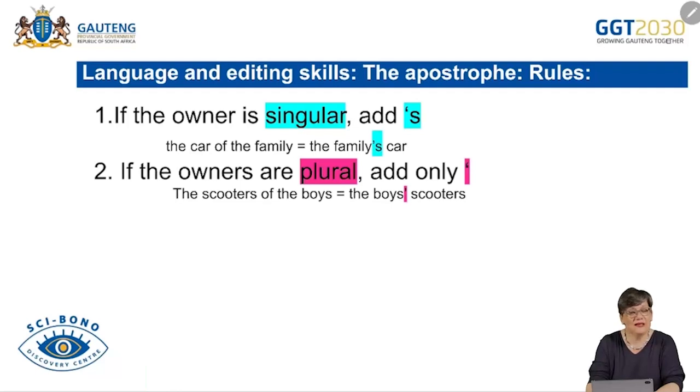The scooters are the boys'. If I want to say the boys' scooters, can you see we've just added an apostrophe? Nothing else.